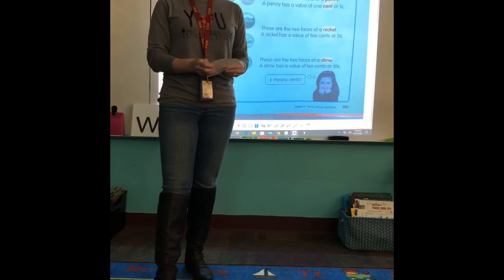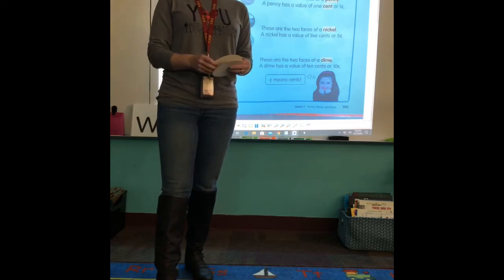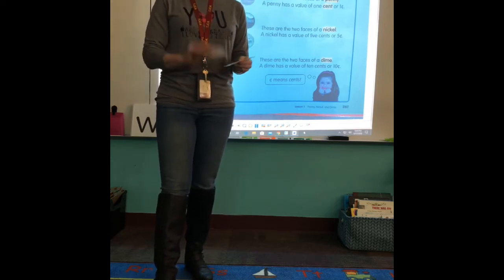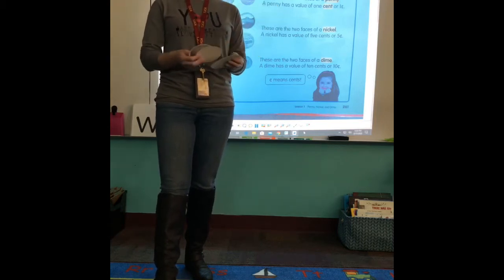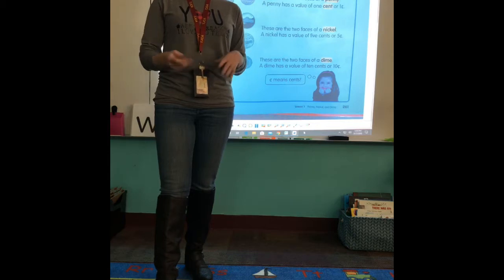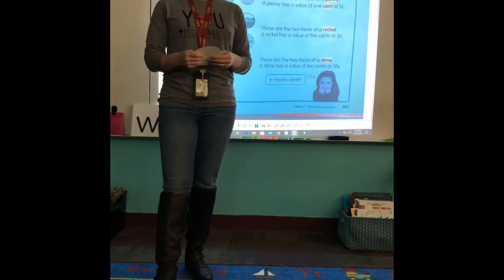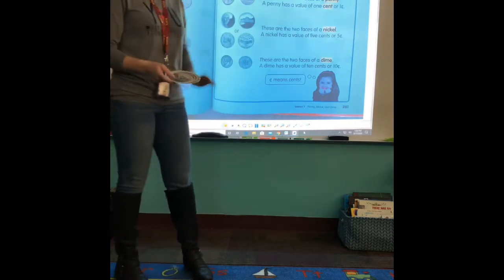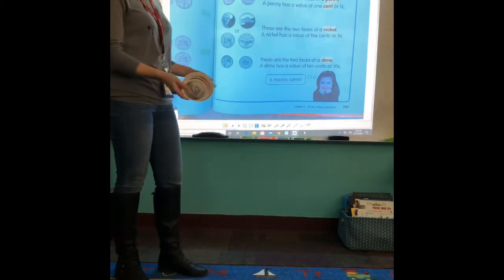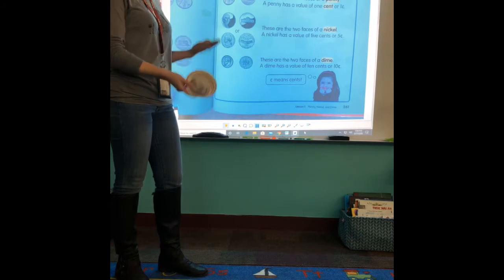One thing we'll be doing a lot with the money is skip counting, because we have 10, 5, and 25. We will skip count by 10s, 5s, and 25s. So we'll work on counting money and skip counting. So first I just wanted to point them out to you, help you to know which one is which.